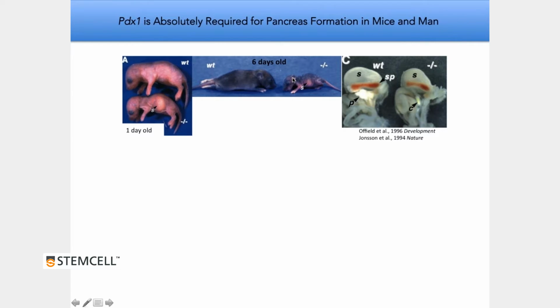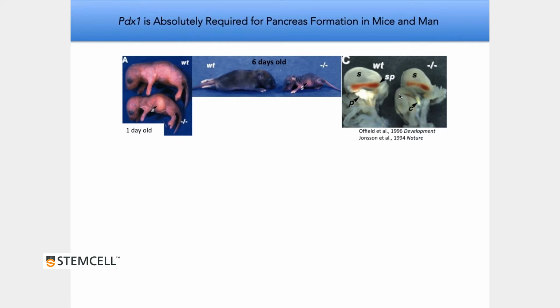6 days later, though, this pup has gone through a severe wasting syndrome and is in fact extremely hyperglycemic. And the reason for that is if you do a necropsy on these pups, you'll find that a wild-type pup has a pancreas shown here, but the mutant is entirely lacking the pancreas. So a single mutation in a single gene leads to a very dramatic focal pathology of pancreatic agenesis.